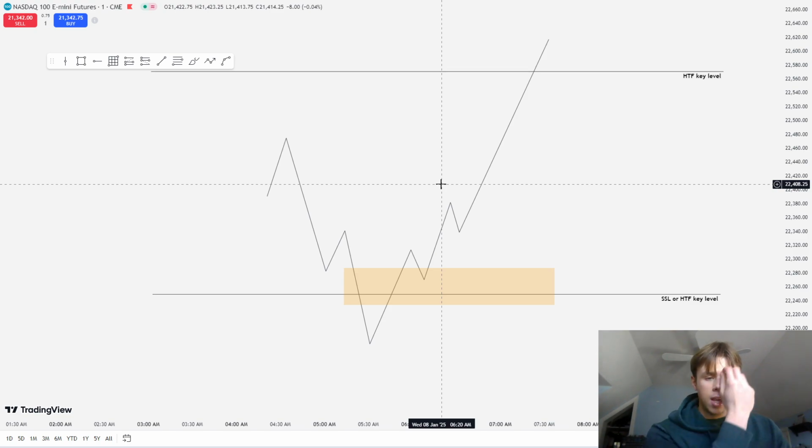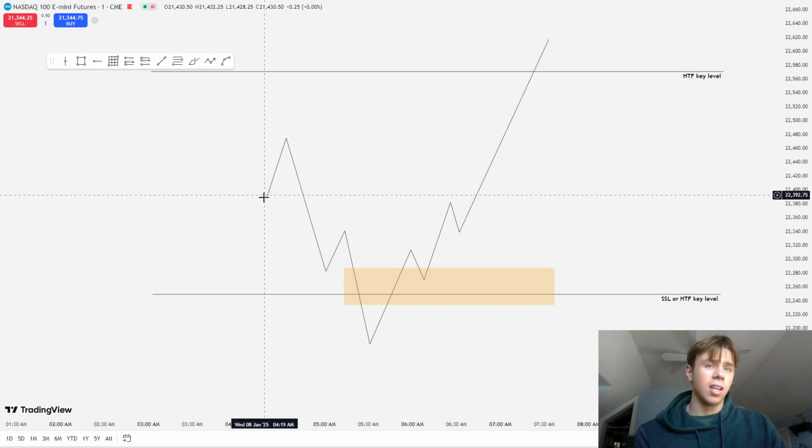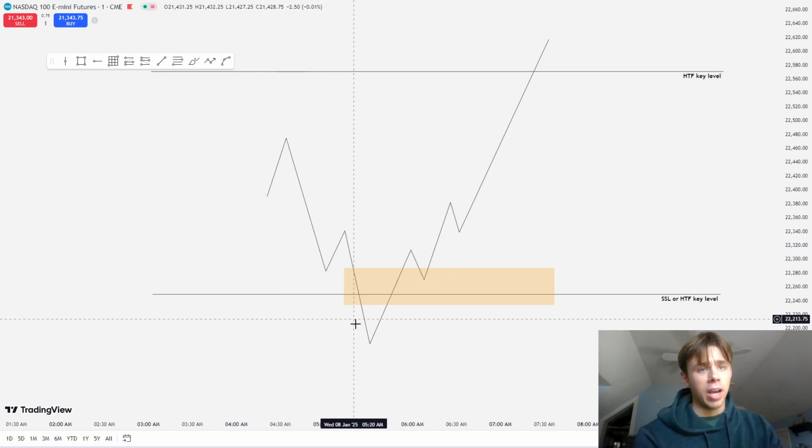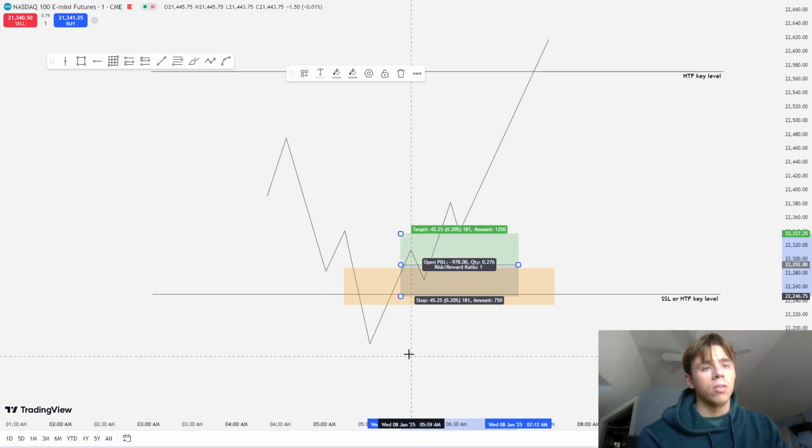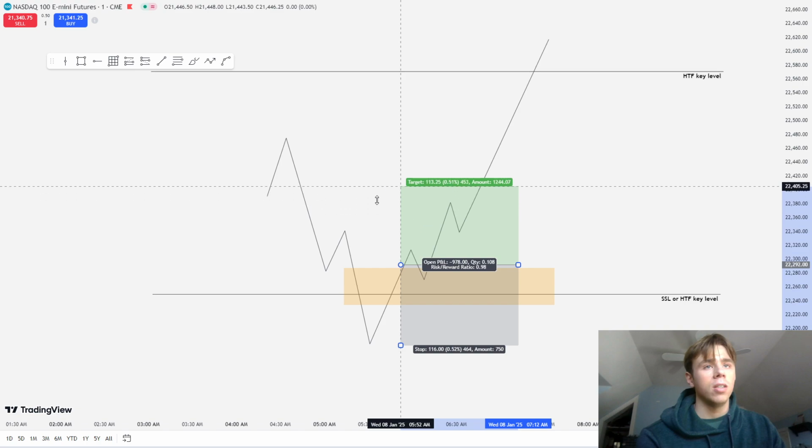Basically, the idea is this is like 9:30 right here, and we come down, and then this is around 10. You get that inversion. This one's really simple. You'd go long here, stop loss down here. You can partial here.